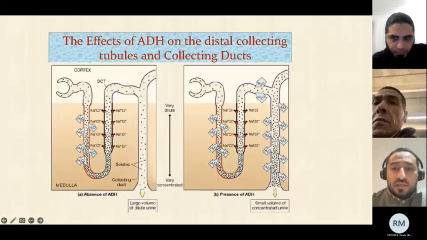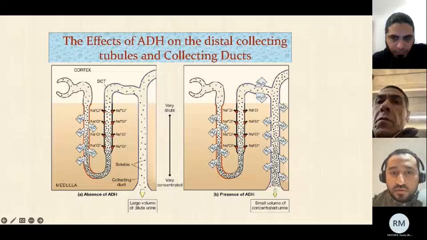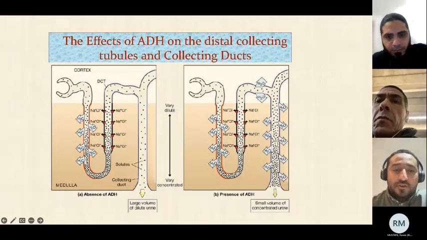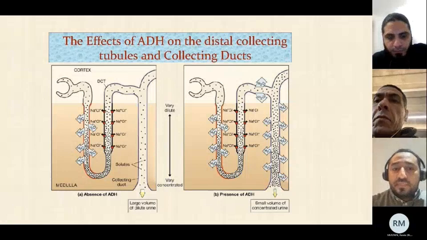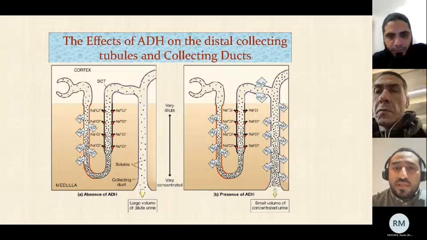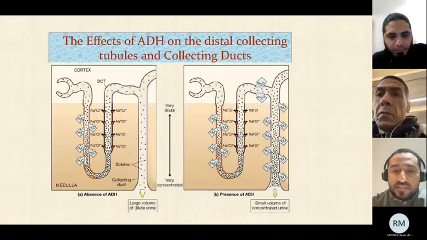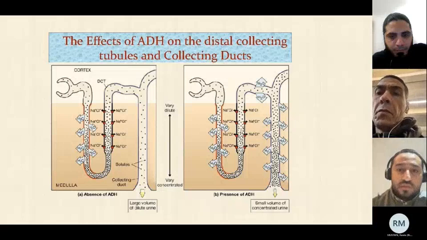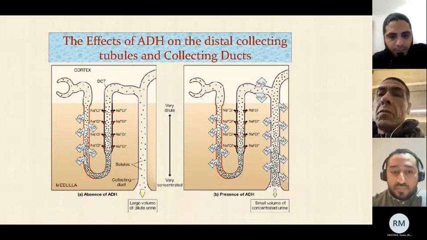This is a simple diagram, or I'm not going to say it's simple actually. It's a diagram of how antidiuretic hormone will affect the distal collecting tubules and collecting ducts. So basically, it's antidiuretic hormone. Its main role is to retain sodium and water.